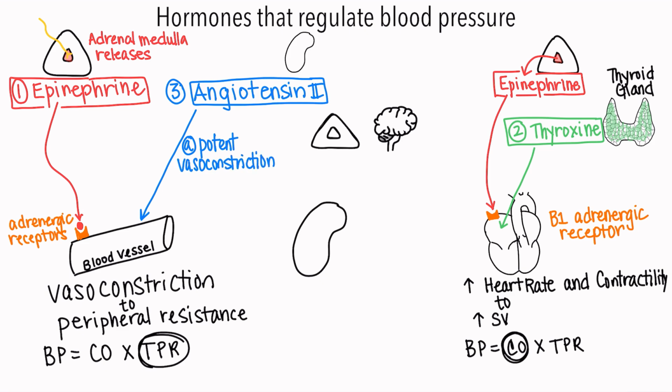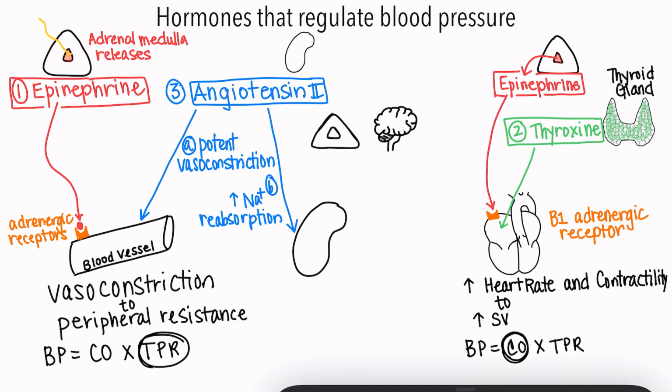But that's not all it does. It also has a direct effect on the kidney to cause the kidney to increase the amount of salt that it's reabsorbing. So that's letter B. Increase sodium reabsorption. And when the kidney reabsorbs more salt, water always follows salt. And so we're going to end up with an increased amount of blood volume that's staying in the body.